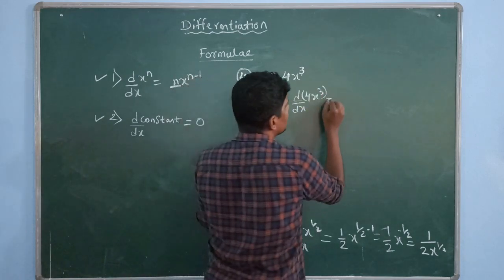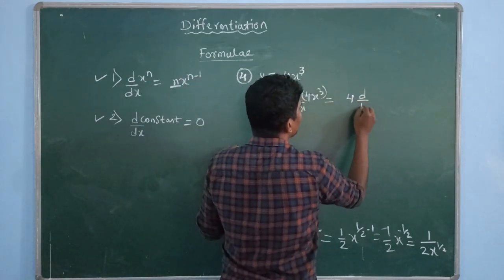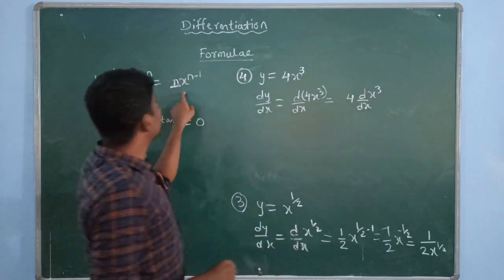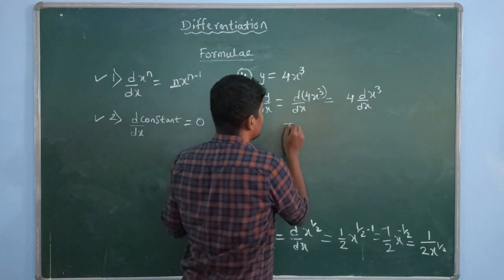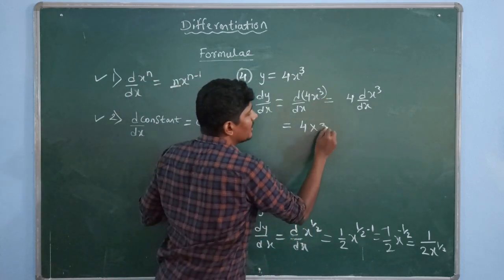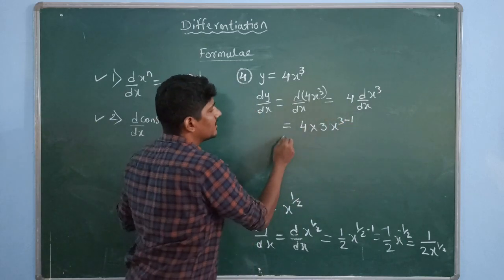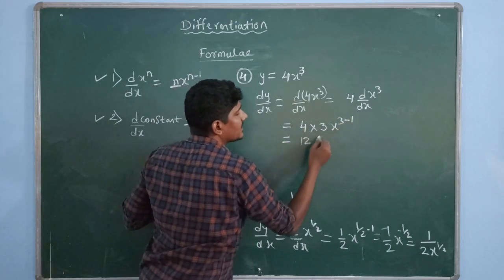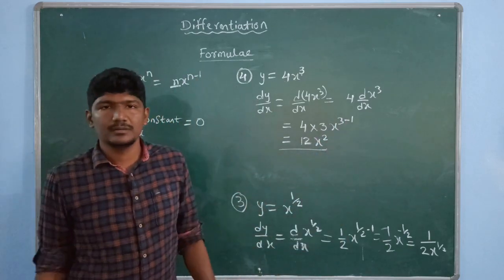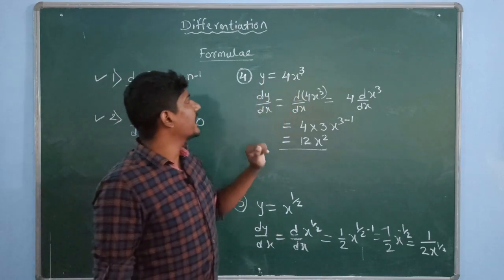First step is take 4 outside. Don't touch this 4. Simply differentiate x cube with respect to x. Now for this, we will use again the same formula. That is 4 as it is, into n value, how much? 3. x raised to what? 3 minus 1, n minus 1. Same thing. So it is 4 into 3, 12, x raised to what? 3 minus 1, 2. So this is our value, the differentiation. So that's how we differentiate the given function with respect to x, right?